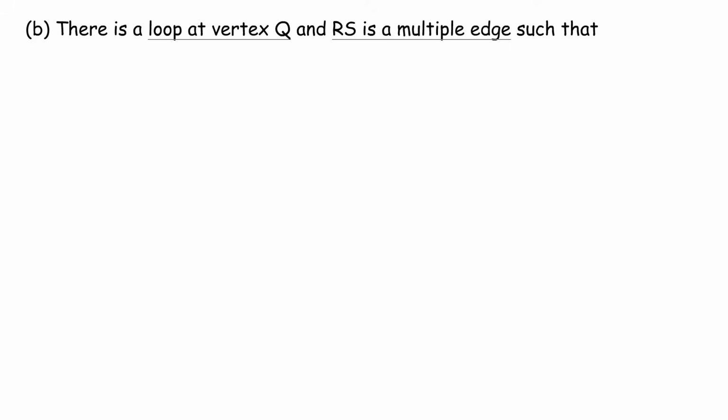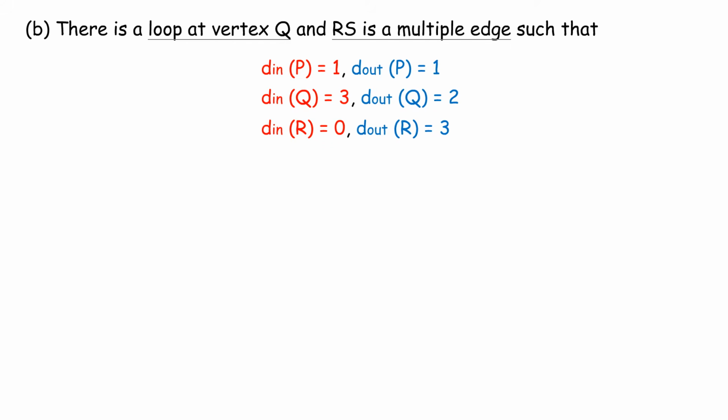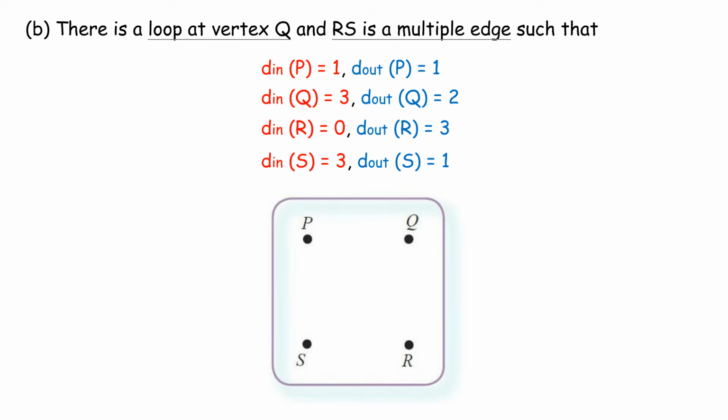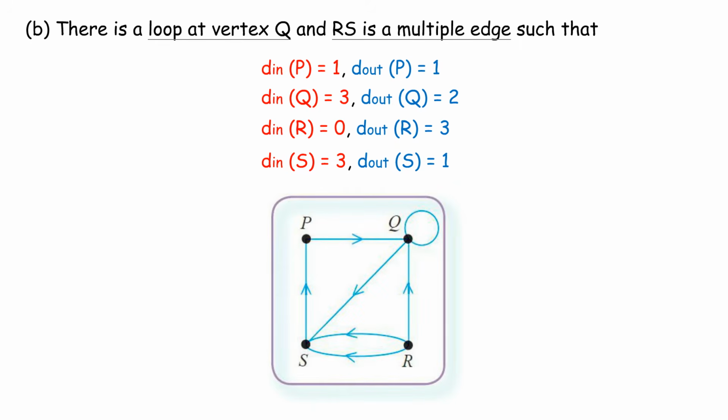B, there is a loop at vertex Q, and RS is a multiple edge, such that D in P equals 1, D out P equals 1, D in Q equals 3, D out Q equals 2, D in R equals 0, D out R equals 3, D in S equals 3, D out S equals 1. Total number of vertices equals 4. RS, a multiple edge, a loop at vertex Q. Complete the graph based on the number of edges going into and coming out from each vertex.